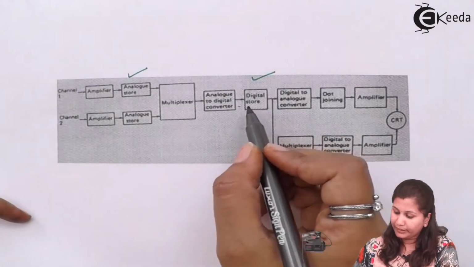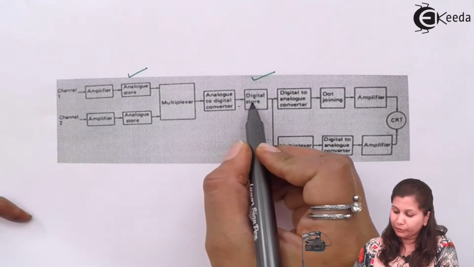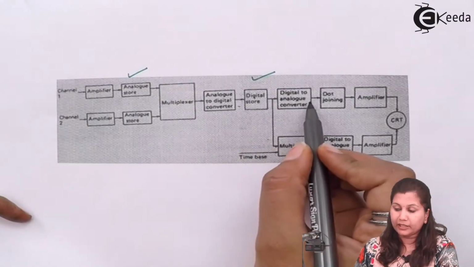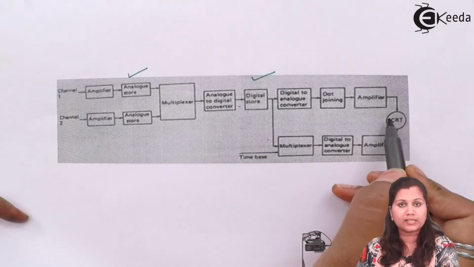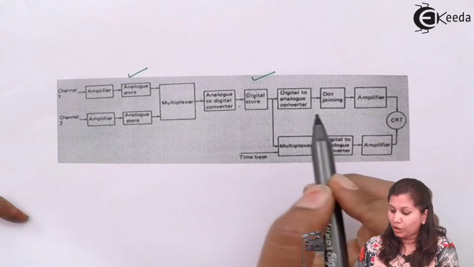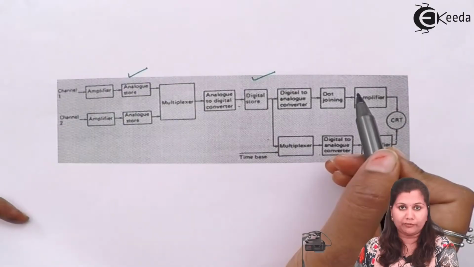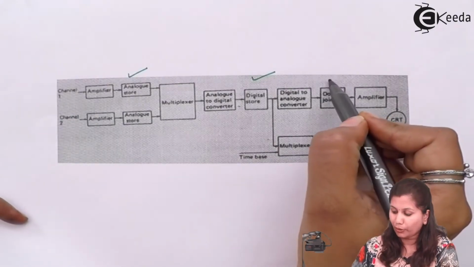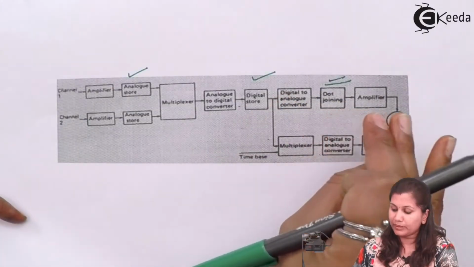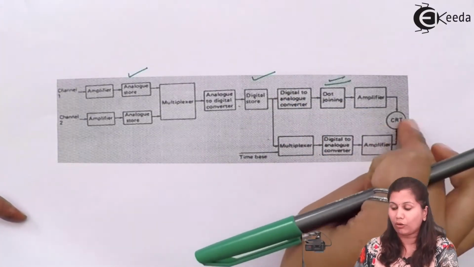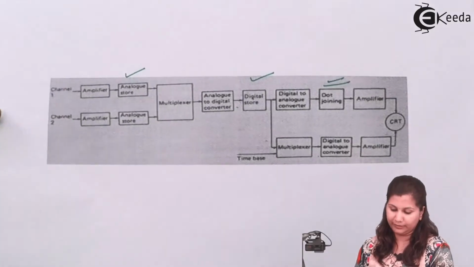Now, when this analog signal is converted into digital form, it is again converted into analog form so that it can be displayed on the screen of the CRT. This reconstruction of the waveform is done by the dot joining process. Okay, so let's see how this waveform is reconstructed and displayed on the CRT screen.